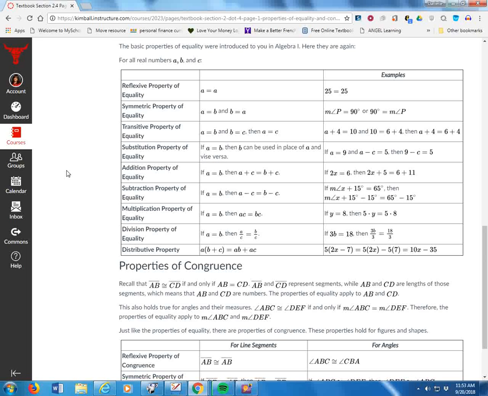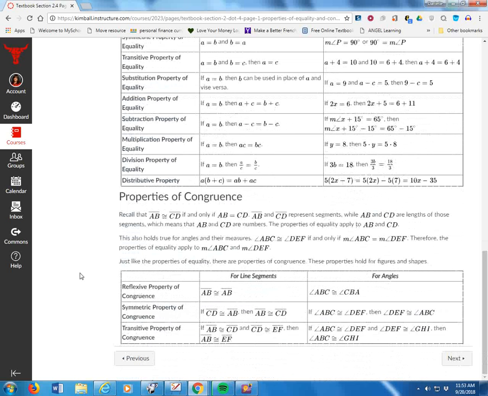Substitution property: if A equals B, then B can be used in place of A. Addition property: if I add something to one side of an equation and add it to the other, it's still an equation, it's still equal. Subtraction, same way. Multiplication, division. And then the distributive property: if I have A times B plus C, I can distribute it in to get AB plus AC. And then there were 3 different congruence properties.